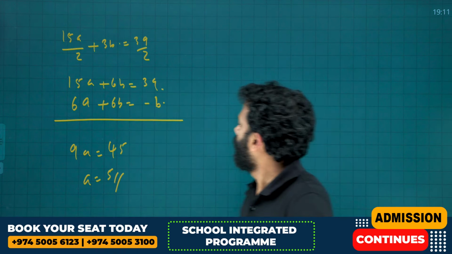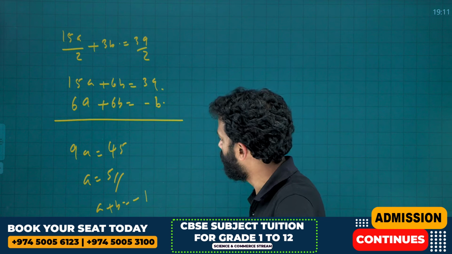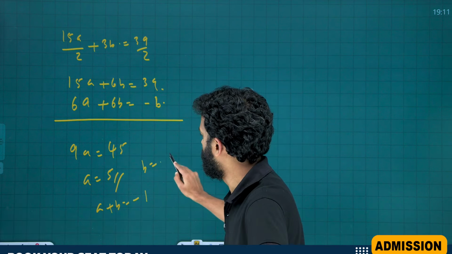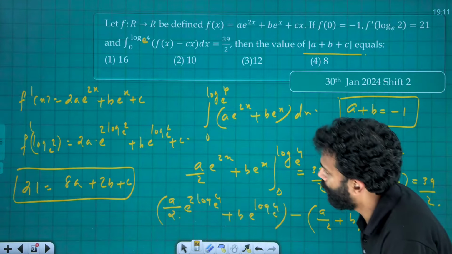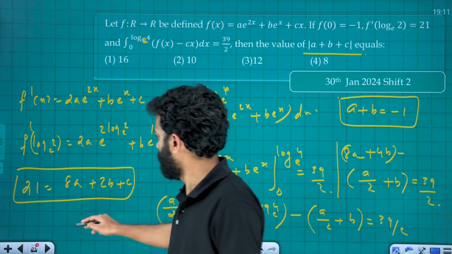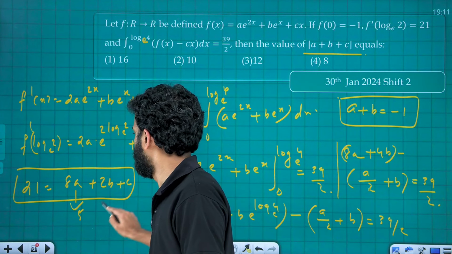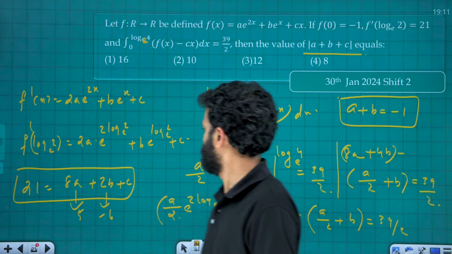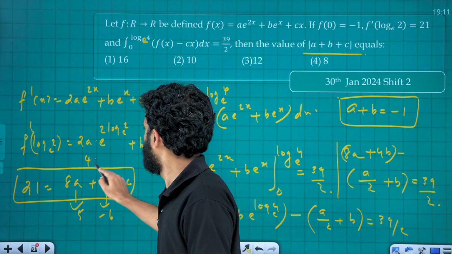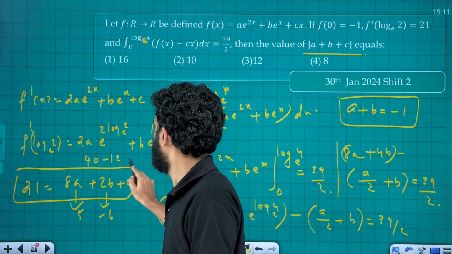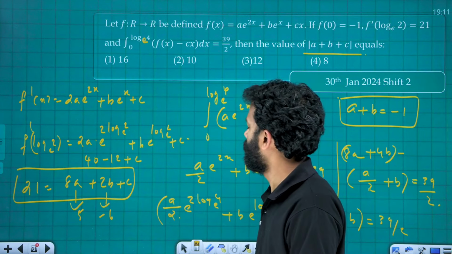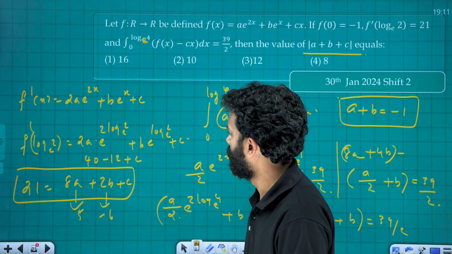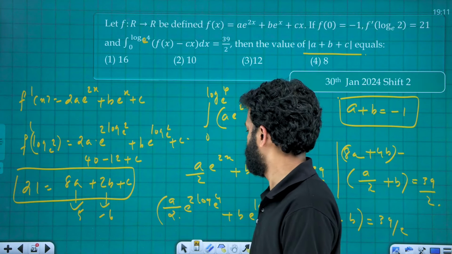And we know that a plus b is equal to minus 1, right? If a is 5, then what will be b? b is minus 6. Therefore, b will be minus 6. And therefore, what is the value of c? Substitute a and b over here. A is 5 and b is minus 6. Therefore, it will be 40 minus 12 plus c, that is 28 plus c, and c is minus 28... minus 7? Therefore, c is minus 7.